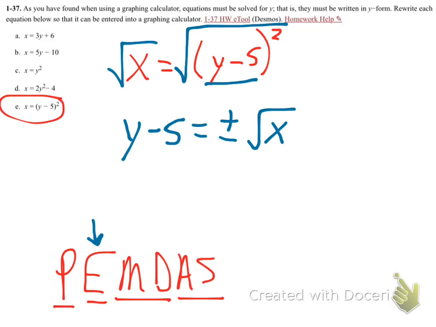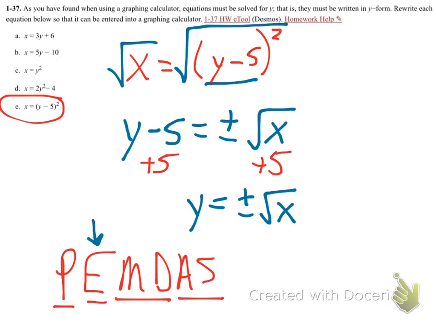Now I need to get rid of that y minus 5, the minus 5 part, so I'm going to add 5 to both sides. And my solution is y equals plus or minus the square root of x, and after the square root symbol, outside of it, is a plus 5. This could also be written as y equals a positive 5 plus or minus the square root of x.